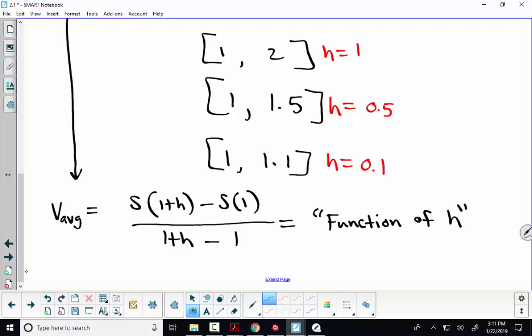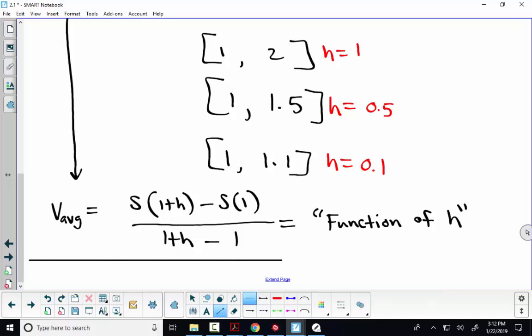Once we get that function of h, that is the average velocity for any step away from 1. If I want to measure the average velocity on this interval, then I just plug in h equals 1 into that function. I have my average rate of change. From this interval, plug in h equals 1/2. This interval, h equals 0.1, and out comes those same numbers that we computed. Does that make sense?